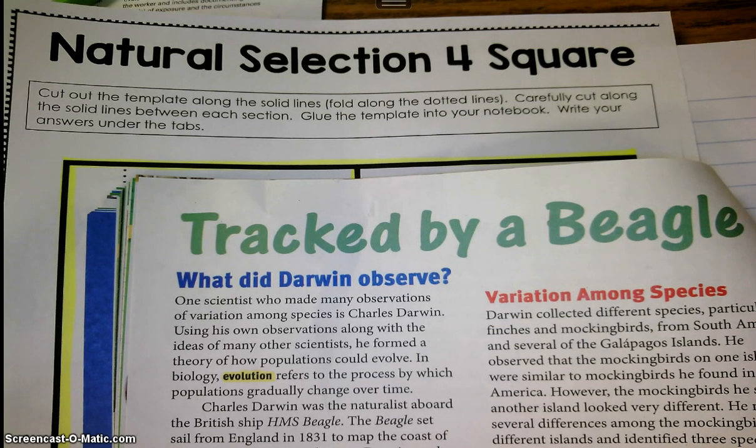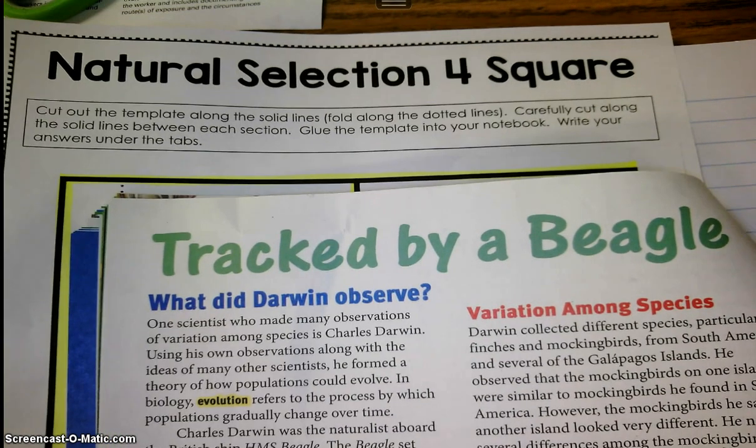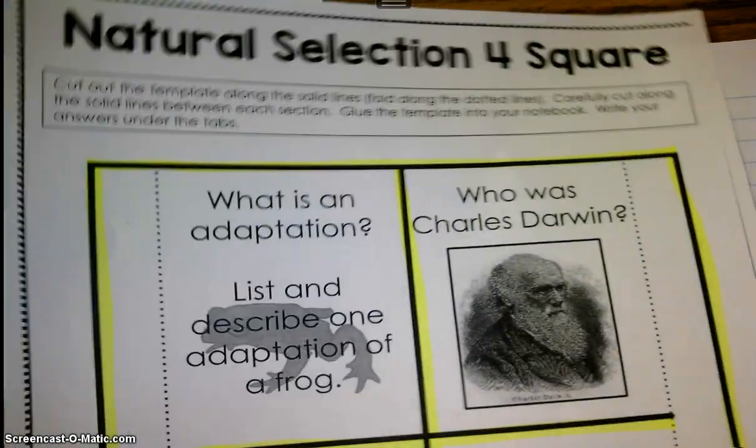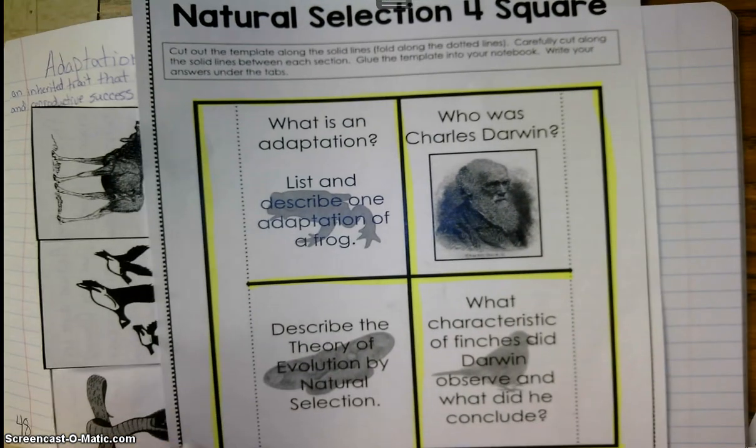Okay, today we're going to be talking about natural selection, which is actually part of a theory by Charles Darwin. This is coming from textbook pages 290 through 293, and we're going to use a foldable to do this. So I want to do the foldable first.